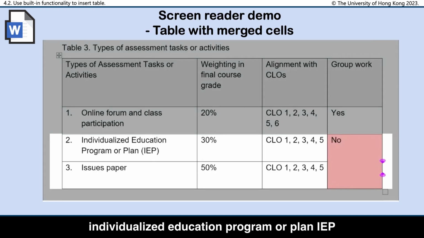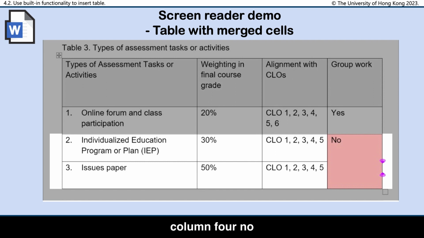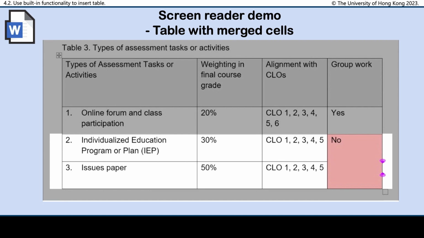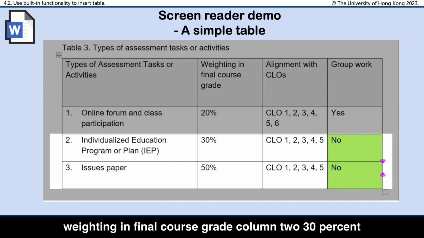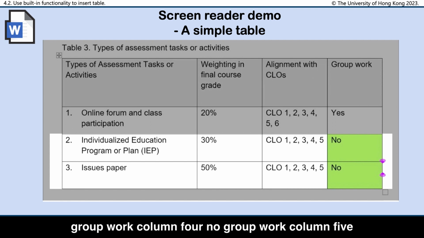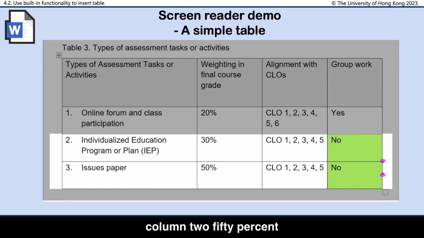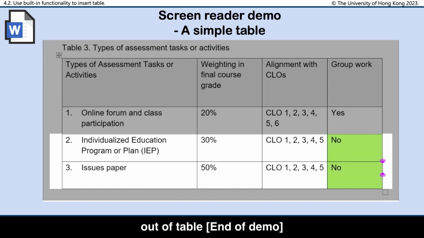Row 3 column 1 2. Individualized Education Program or Plan, IEP, column 2 30%, column 3 clo 1, 2, 3, 4, 5, column 4 no, row 4 column 1 3. Issues paper column 2 50%, column 3 clo 1, 2, 3, 4, 5, row 3 column 4 row 4, out of table. Row 3 types of assessment tasks or activities column 1 2. Individualized Education Program or Plan, IEP, waiting in final course grade column 2 30% alignment with CLOS column 3 clo 1, 2, 3, 4, 5 group work column 4 no group work column 5 row 4 types of assessment tasks or activities column 1 3. Issues paper waiting in final course grade column 2 50% alignment with CLOS column 3 clo 1, 2, 3, 4, 5 group work column 4 no group work column 5 out of table.